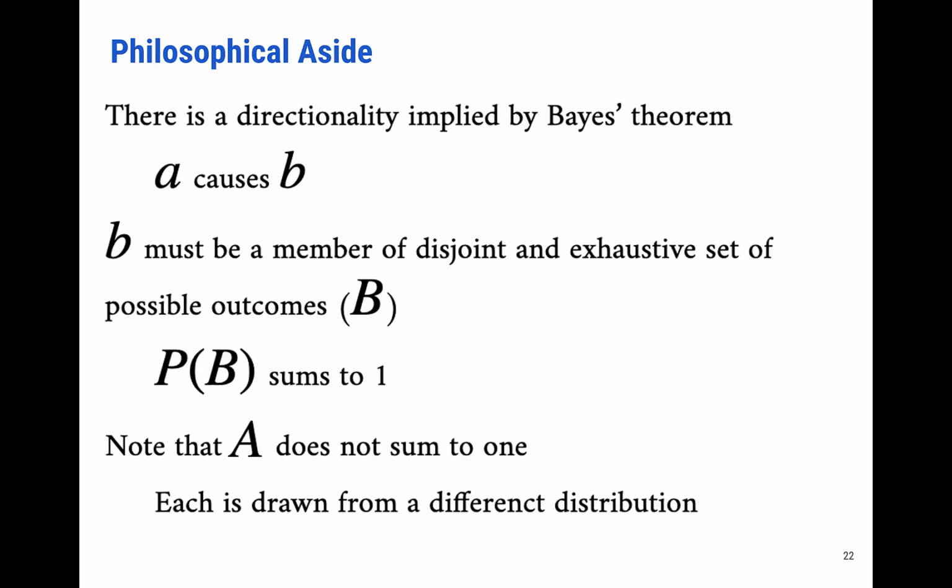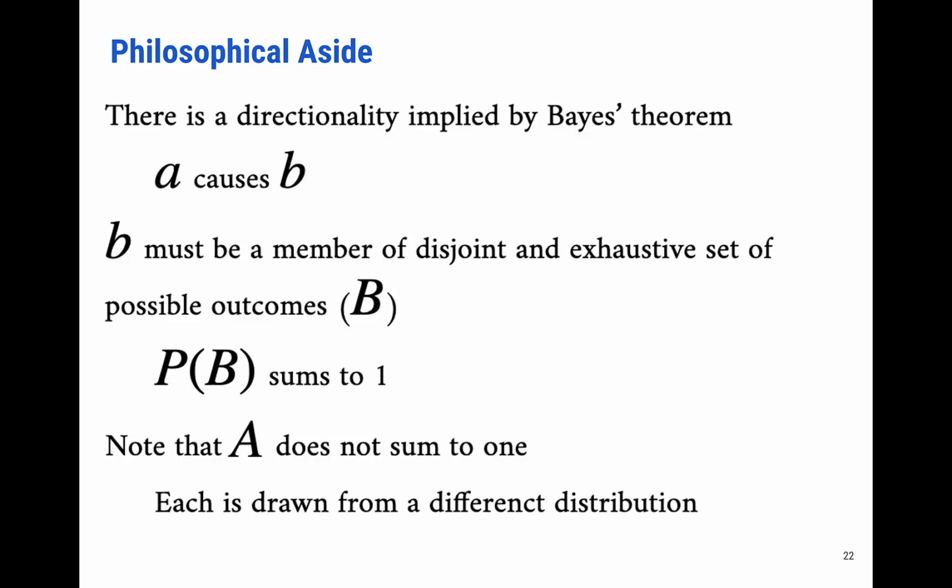So as a philosophical aside, just to reinforce this idea, there's a directionality implied by Bayes' theorem: A causes B. So A influences B is the assumption. It's also important to remember that B must be a member of a disjoint and exhaustive set of possible outcomes. So lowercase b is a member of the set B, but it must be a member of a disjoint set that covers all the possibilities. So the probability of that set must sum to 1.